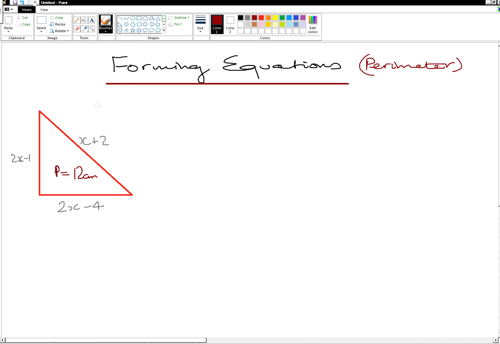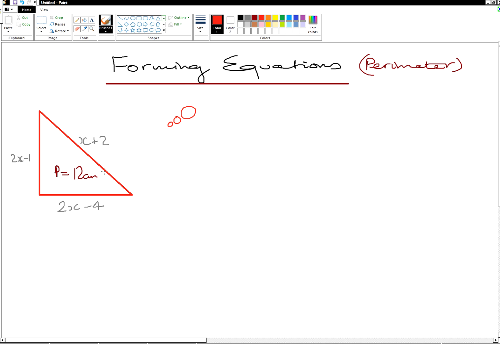So we have 2x minus 1 as the height of this triangle, 2x minus 1 at the bottom, and x plus 2 is the diagonal, the hypotenuse of the triangle, or this length here. Remember, it is not a right angle triangle. It's just my sketch makes it look like one. So, without any further delay, let's start off with the first idea that we had before.